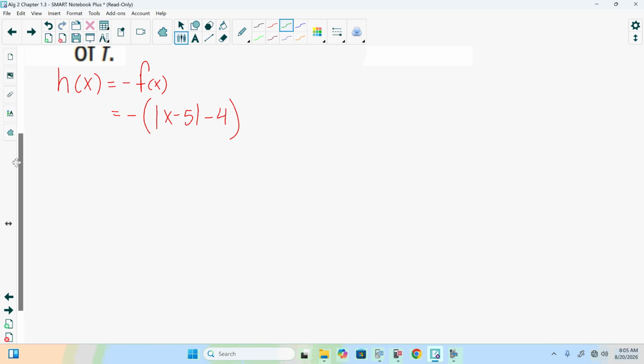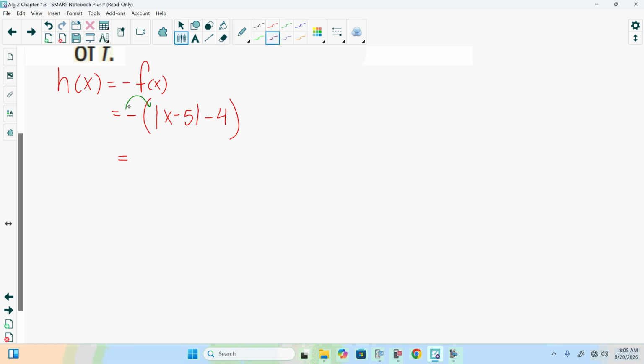So we start off with the general form for reflection across the x-axis. It's our negative f of x. And just like with the previous one, we replace f of x with what it's equal to. We replace it with its function, the absolute value of x minus 5 minus 4. Then we just need to resolve this.